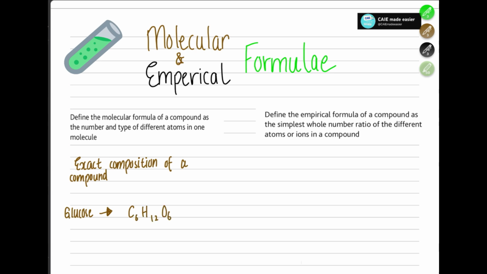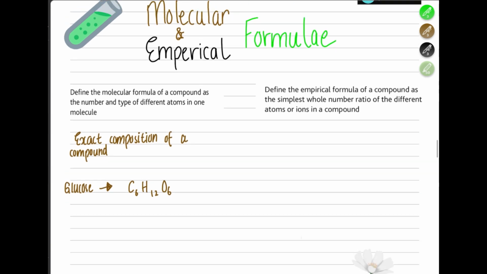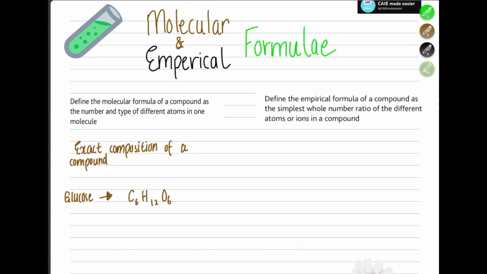C6H12O6. This is the molecular formula. It tells us that in one glucose molecule, we have 6 carbon atoms, 12 hydrogen, and 6 oxygen atoms. Whereas the empirical formula of a compound is the simplest whole number ratio of different atoms or ions present in the compound. So basically, it is the simplest form of a molecular formula.